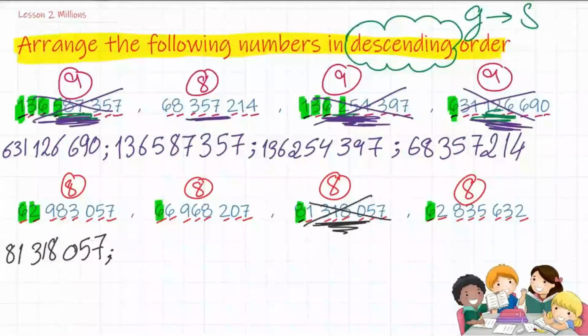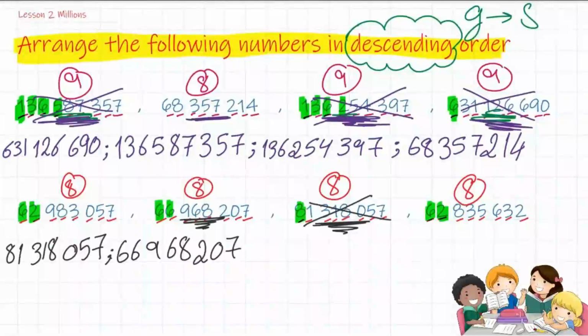We have here 2, we have here 6, and we have here 2. So the greatest one is 6. So let's write this here. It will be 66,968,207 and cancel it out.